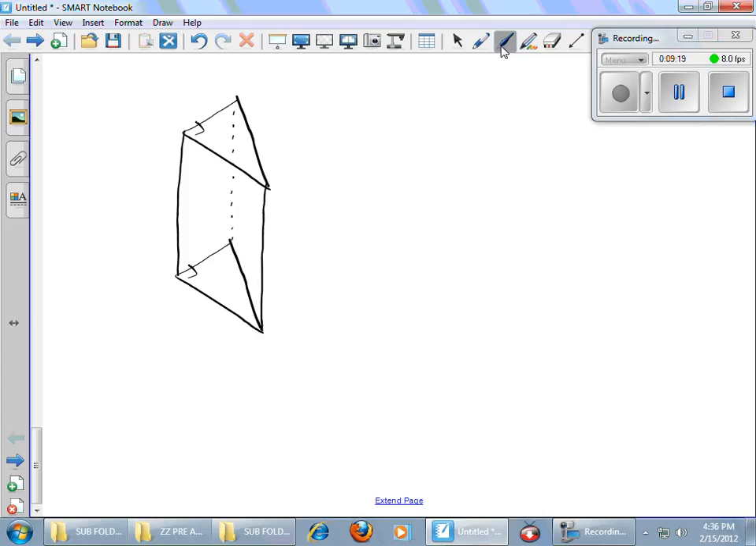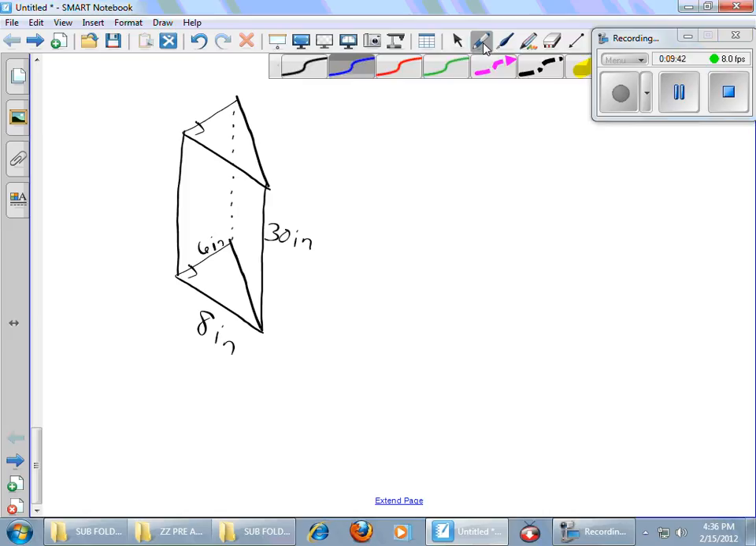All right, now you need some measurements. I'm going to tell you that this is 8 inches. I'm going to tell you that this back one here is 6 inches. And I'm going to tell you that the whole thing is 30 inches tall. All right, well, it's a triangular prism. How do I know it's a triangular prism? I don't know if you realize this.